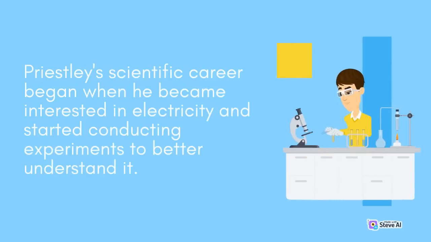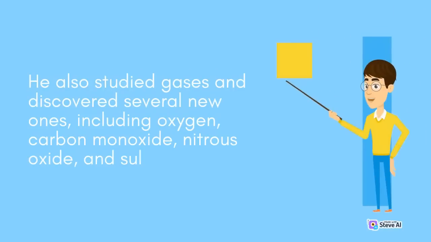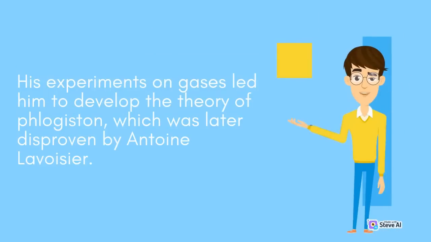Priestley's scientific career began when he became interested in electricity and started conducting experiments to better understand it. He also studied gases and discovered several new ones, including oxygen, carbon monoxide, nitrous oxide, and sulfur dioxide. His experiments on gases led him to develop the theory of phlogiston, which was later disproven by Antoine Lavoisier.